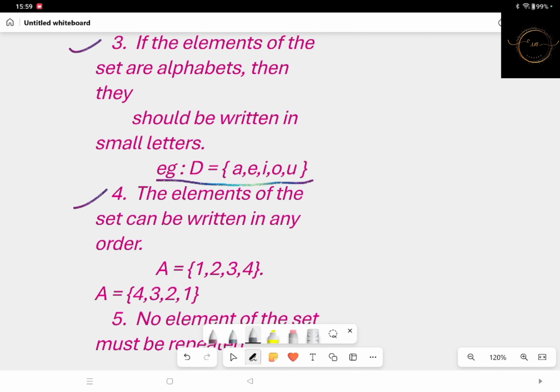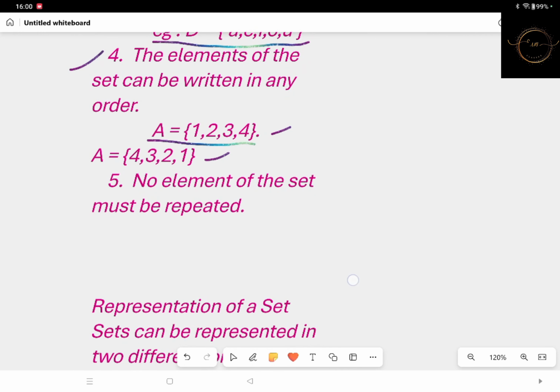The next and very important property: elements can be written in any order. Suppose there are elements 1, 2, 3, 4 and the set is named as capital A. You can rewrite the elements as 4, 3, 2, 1. Both are the same. You can change the orientation, or you can change the order of the elements. That will not change the set and that will not be wrong.